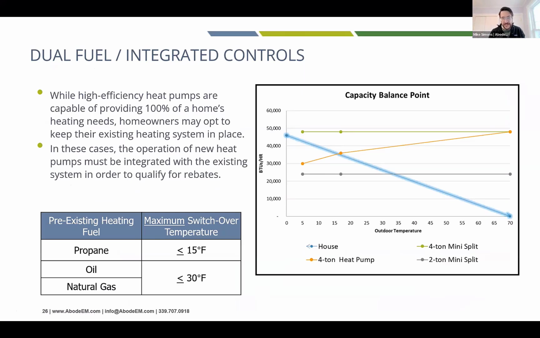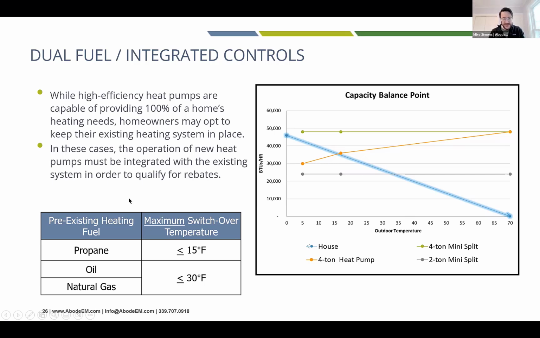So in some ways, this slide is just a tiny bit redundant, but I wanted to highlight one thought: with Mass Save, the switchover point for propane is 15 degrees. So what Mass Save is saying is that for any heat pump system that's tied to propane, the heat pump needs to be the sole source of heat from 15 degrees all the way up to 70 degrees. And propane can only be the primary source of heat when it's below 15 degrees.